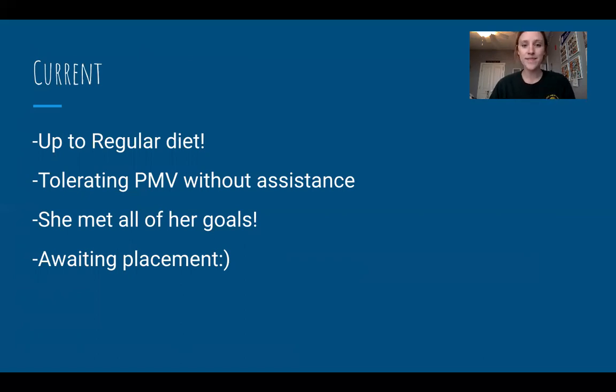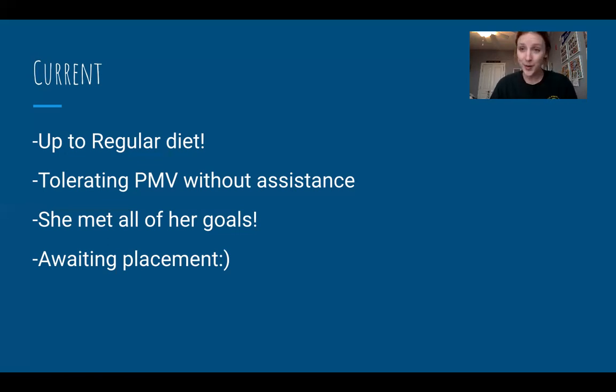She's tolerating the PMV without assistance, and she still does have the trach, and to my knowledge, it's not being decannulated anytime soon. But that being said, she is finally awaiting placement from an LTAC, which is encouraging. And they do take people with trachs, and that's not uncommon. So we know that she'll get good care there, even if she's not decannulated by the time she gets there.